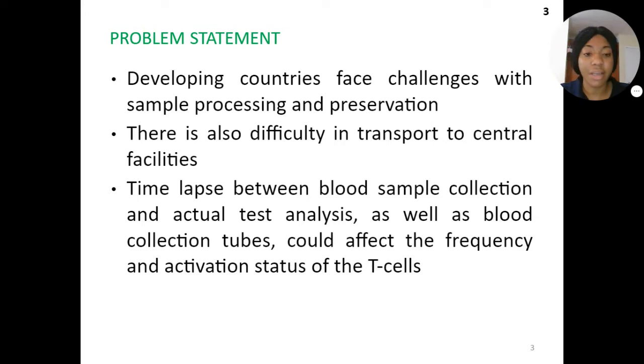another factor that might have an impact is the type of collection tube used. Now, there are different collection tubes in the market, and we know that the different collection tubes have different chemicals in them that use different mechanisms for preventing, inhibiting coagulation of blood.